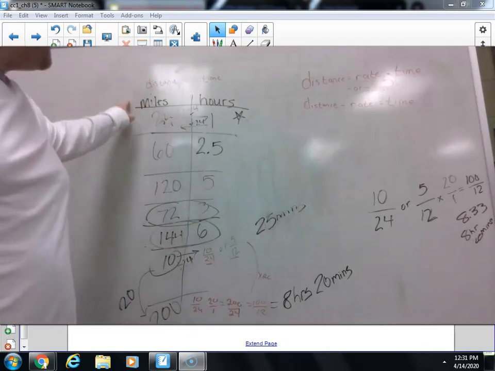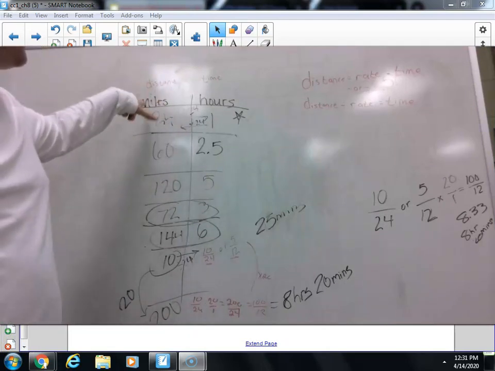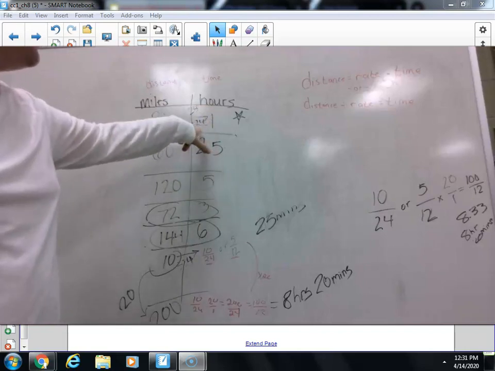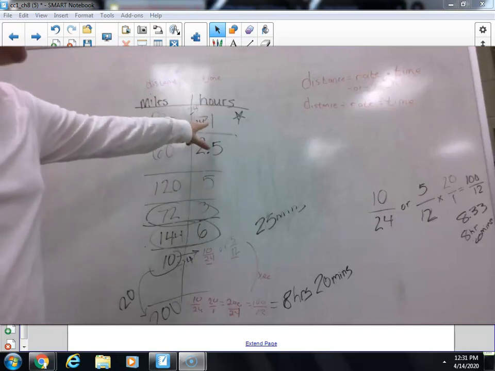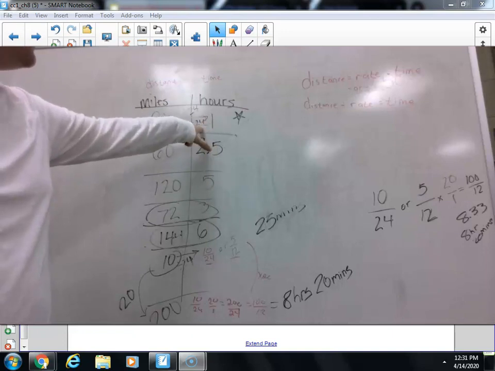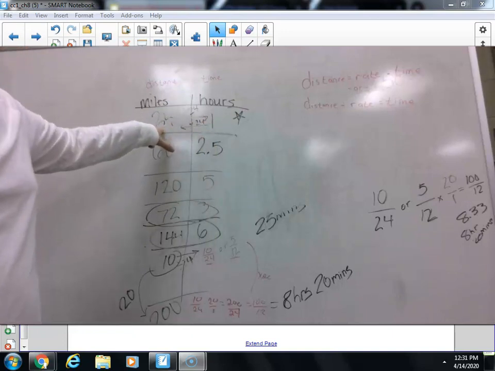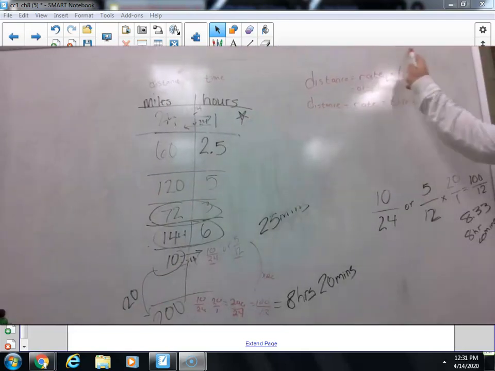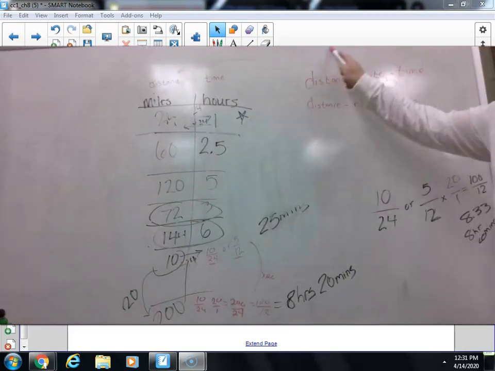All right, so if we go back and look at our table here, we notice that our distance, the miles, we divide it by our rate of 24 miles per hour to get our time. Or if you look at the arrow this way, we multiplied our time by 24, which is our rate, to get our distance. So that takes us to two different equations that you guys could have had.